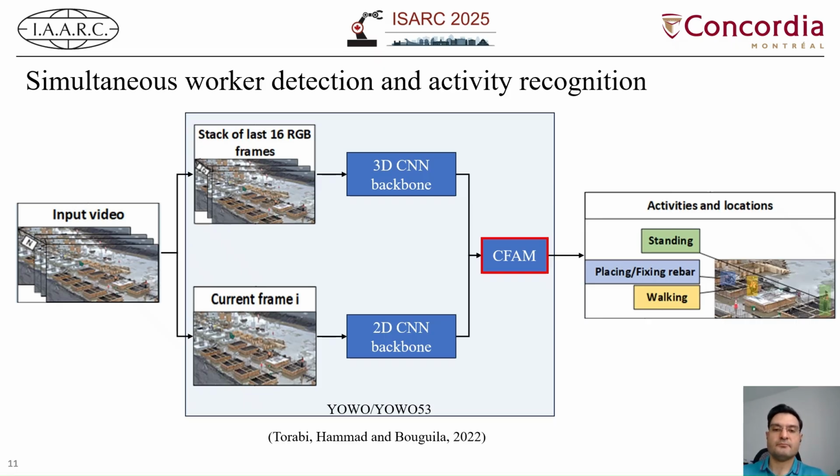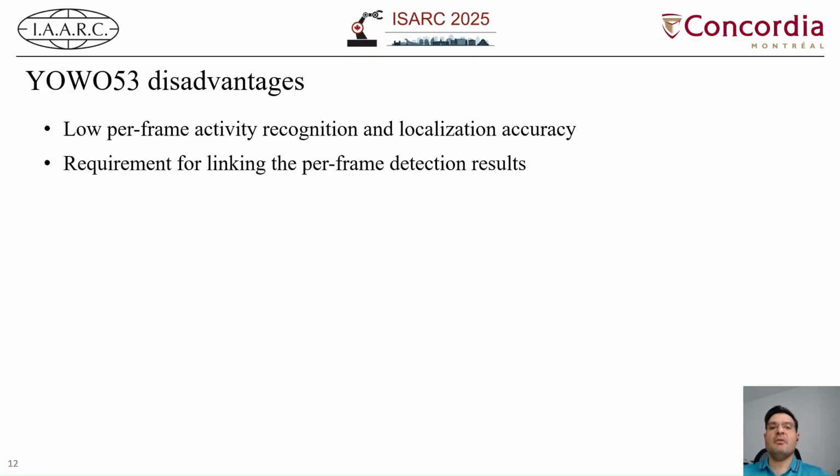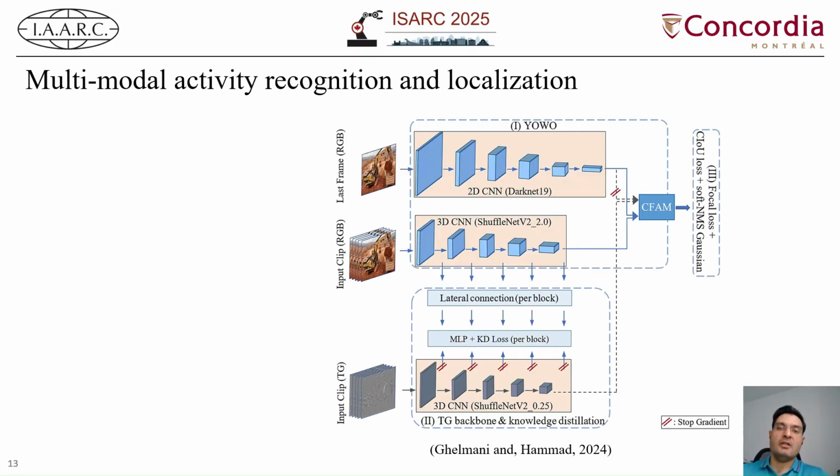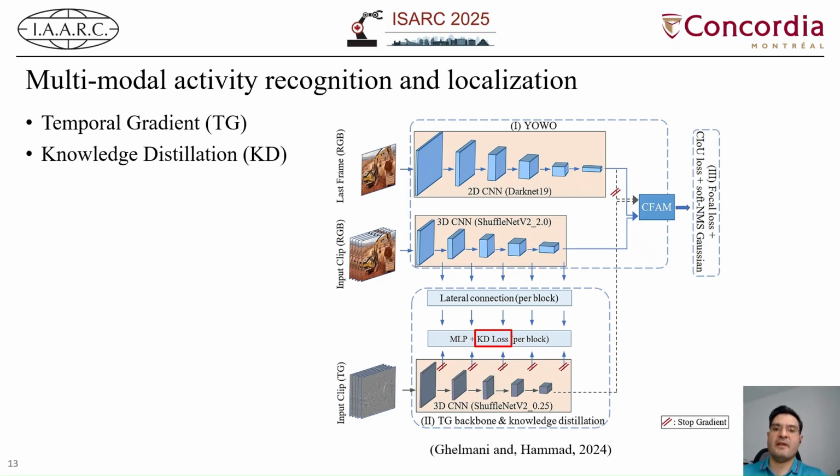However, the main problem with this method, which was named YOVO 53, is that it has relatively low per frame performance. So there was a need for a post-processing linking step that can be time consuming depending on the number of frames in the video and the number of detections per frame. To solve this problem, in our earlier work, we developed a multimodal multi-stream method which leveraged temporal gradient data through knowledge distillation to achieve accurate real-time per frame activity recognition and localization for excavator activities.